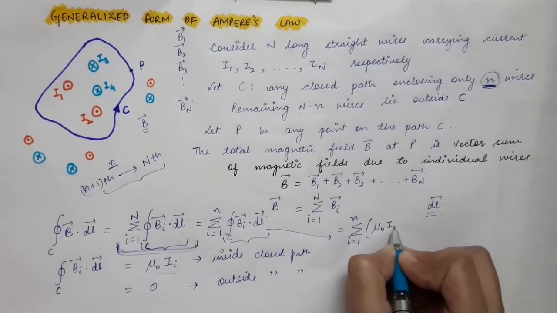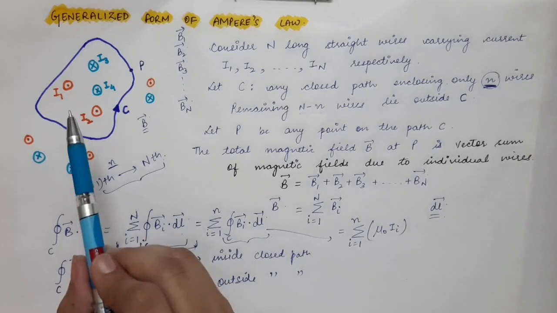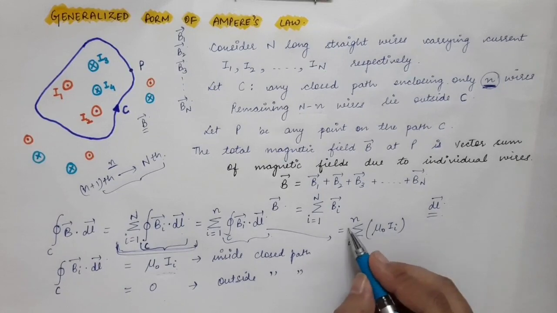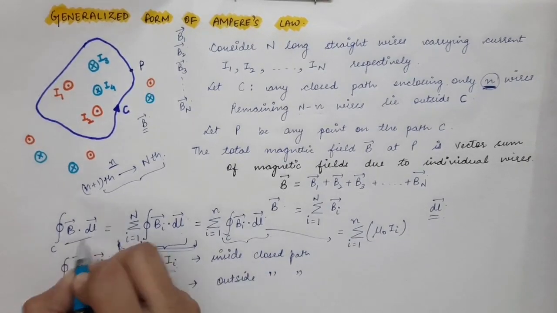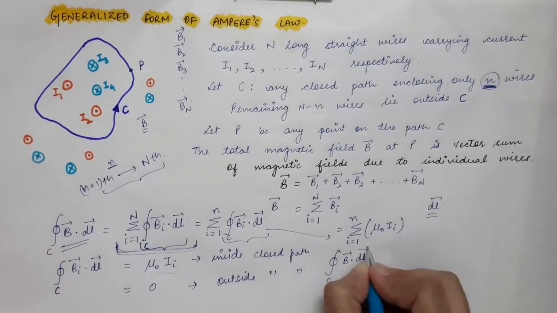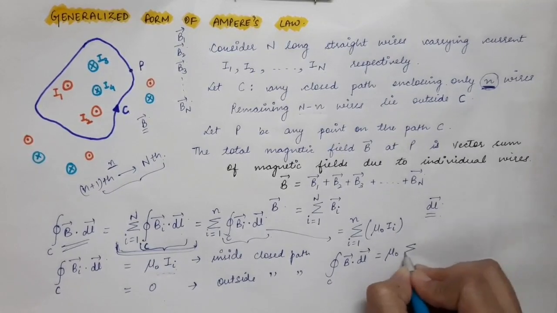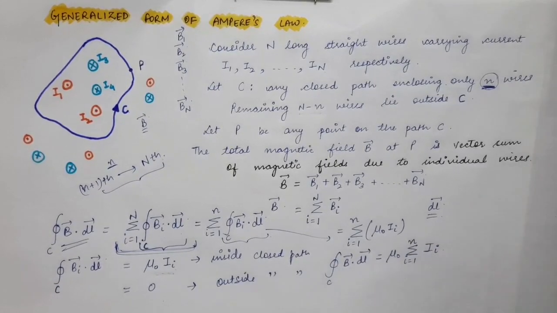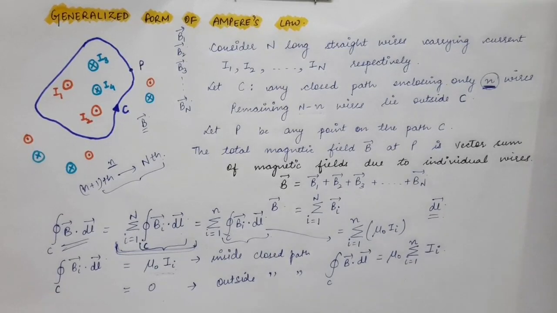So this will be mu naught times the current enclosed in the individual wires which are present inside the closed path. So this mu naught can be taken outside as this is a constant. So what is the equation that we have got? The left hand side as it is, this will be equal to mu naught, taken outside the summation, and the summation will go from 1 to n for the current which is present in the individual wires.